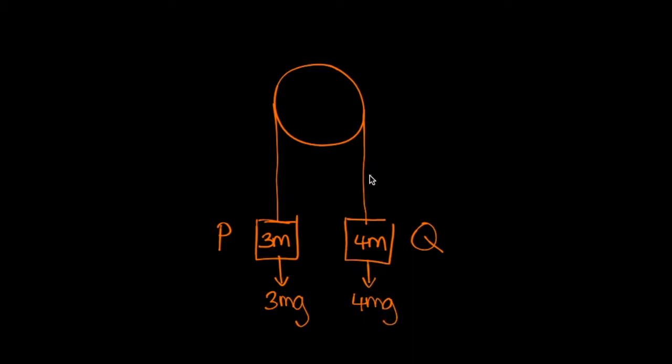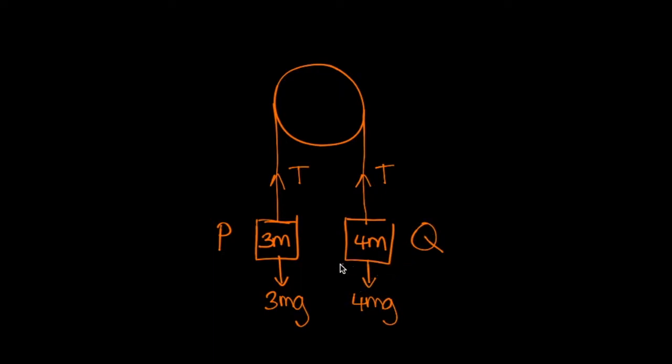And we also have tension in both ends of the string pointing towards the pulley, which we abbreviate with the letter T. And the tension is equal, so this T is equal to this T in both ends of the string. Now, if the system is released from rest, what would the motion of the two particles be?